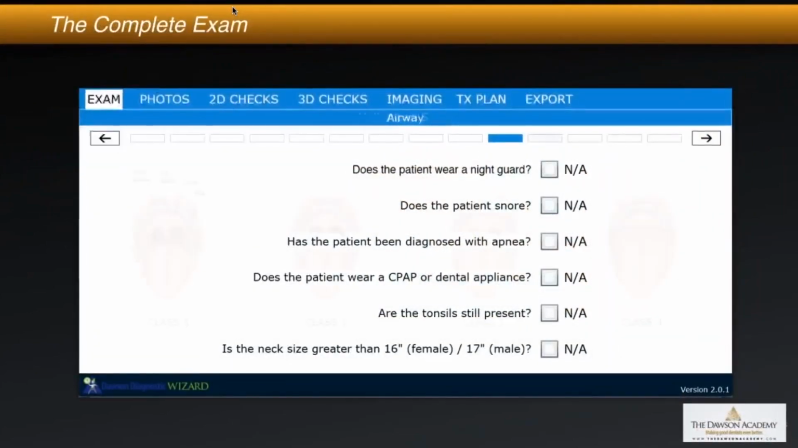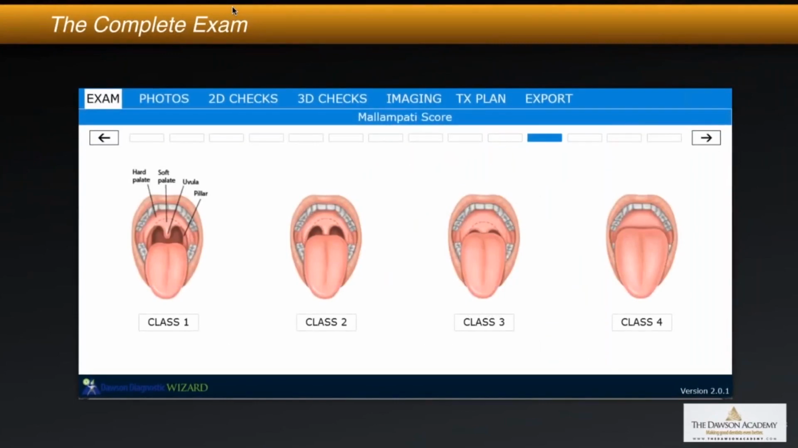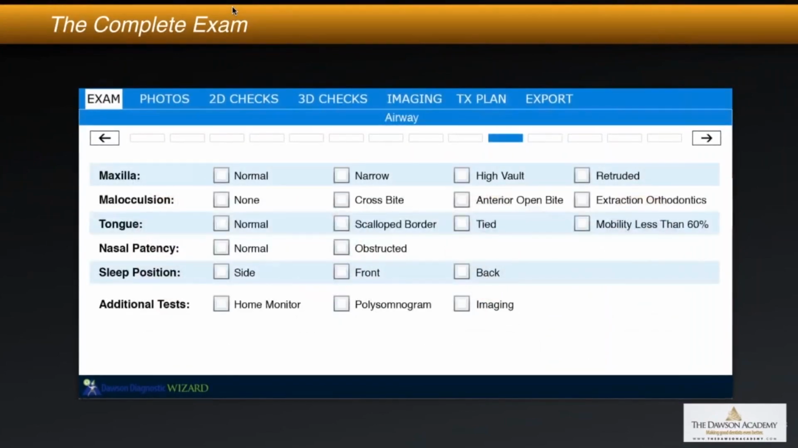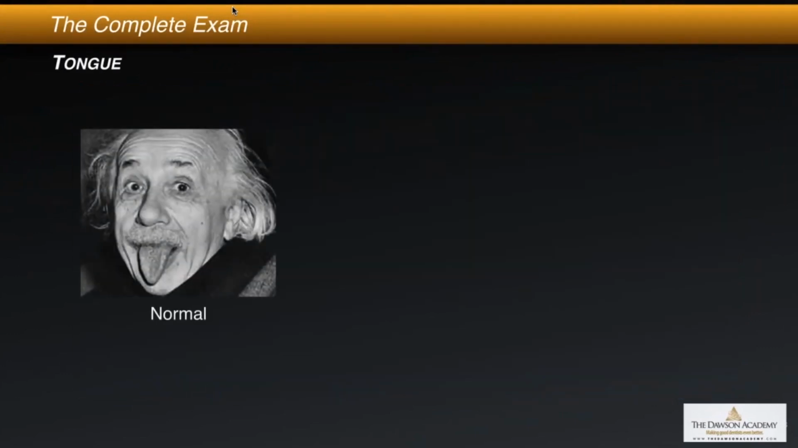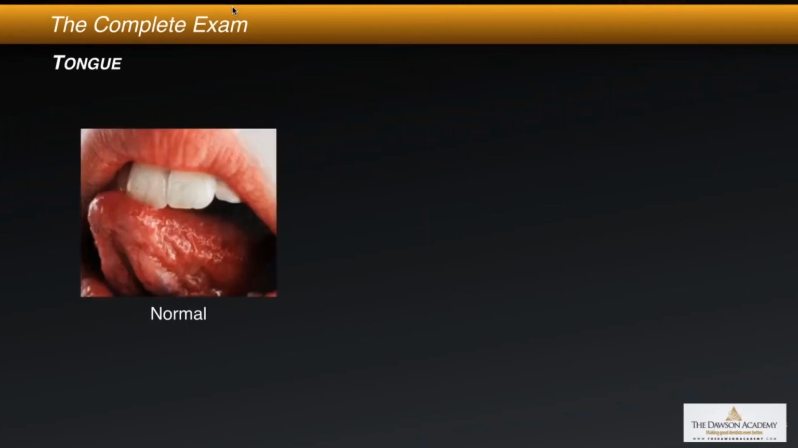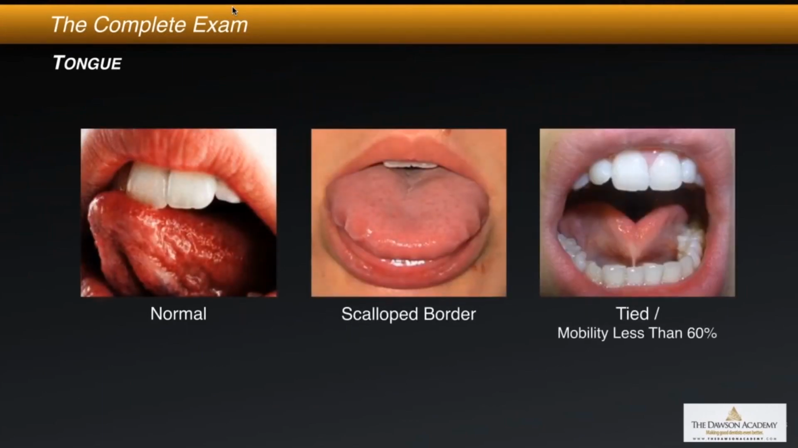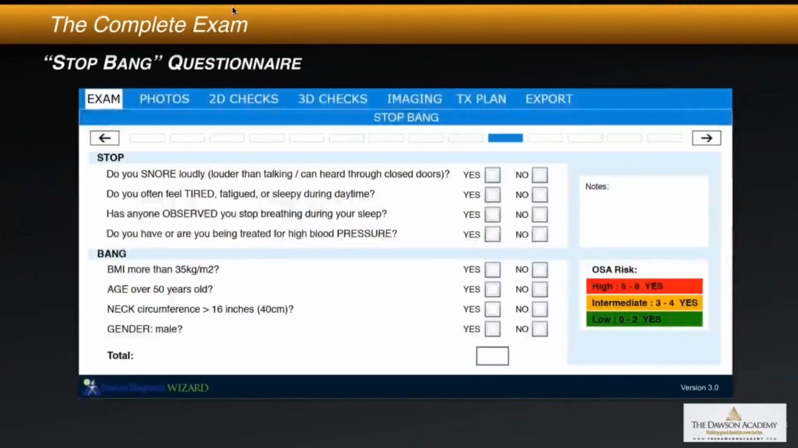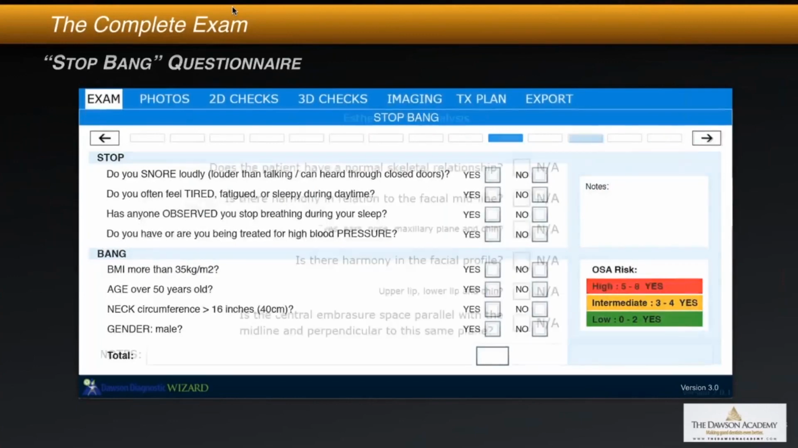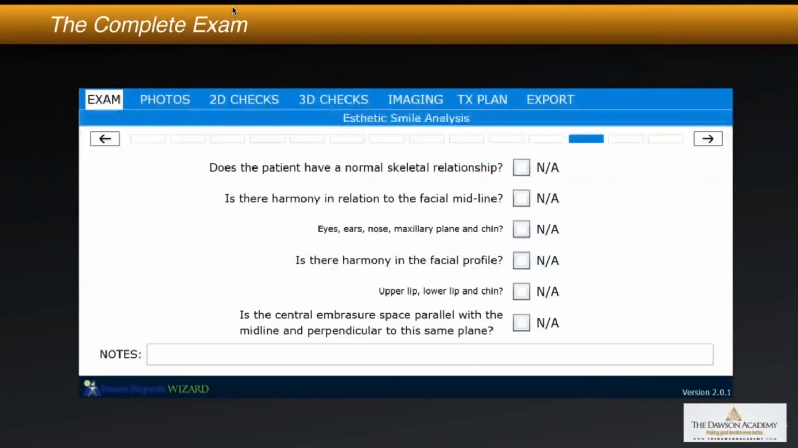We're going to look at airway. There are a couple of things that we look at with airway. Mallampati score is one. We're going to look at the maxilla, malocclusion, tongue, nasal patency, sleep position. With the tongue, you want to be able to stick your tongue out, and if you open wide, you should be able to hit your incisors with your tongue. Anything less than 60%, you have some type of restricted mobility. Look for scalloped border. Is the patient tongue-tied? We can do a STOP-Bang questionnaire, a great quick screening tool on whether somebody might have a potential airway issue. We're going to look at the facial skeletal setup, especially from a lateral view.